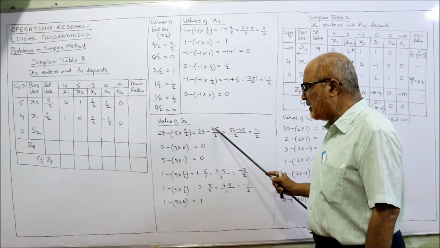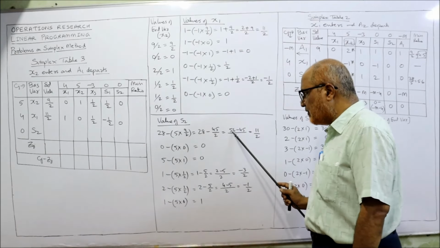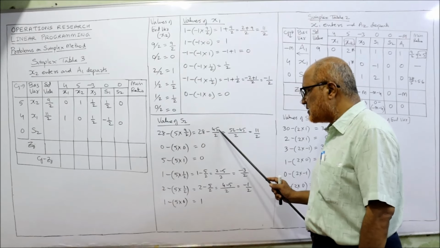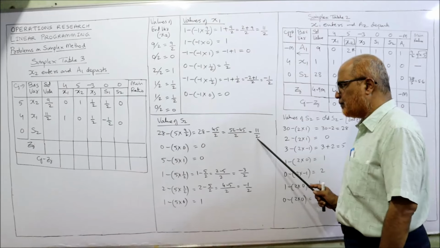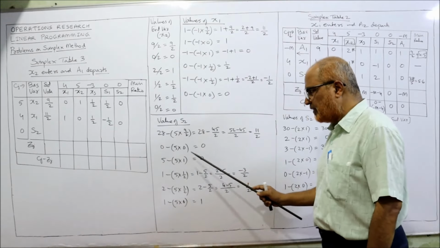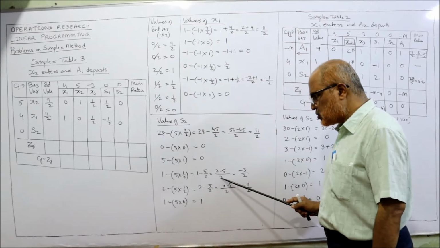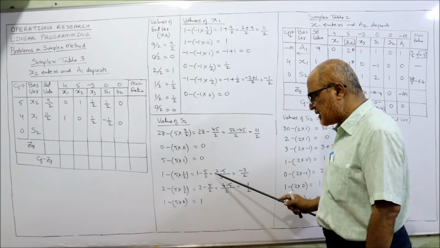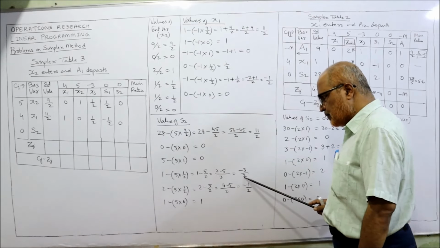9 5s are 45 by 2. If we take LCM 2 into 28 will become 56. 2 will get cancelled, 45. So 56 minus 45 is 11 by 2. See, 0 minus 0, 0. 5 minus 5, 0. 1 minus 5 by 2. So LCM is 2. 2 ones are 2. 2 will get cancelled, 5. So 2 minus 5 is minus 3 by 2.